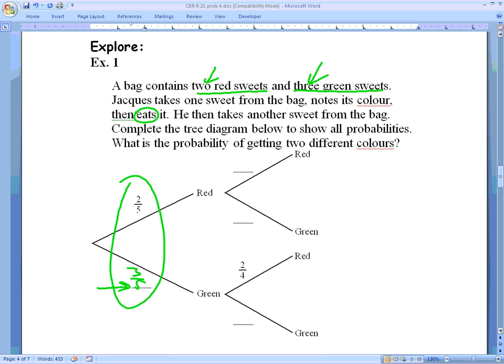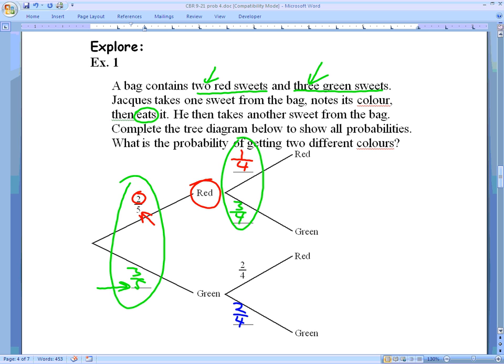Moving on, after I eat a red sweet, that means one of these reds will be eaten, gone. So I'm down to 1 red sweet. But I've also eaten one of my total candies, which happened to be a red one, so I only have 4 left. So 1 out of 4 is my probability of getting another red. And the complement of that would be my green, so 3 out of 4, because these have to add up to 1. And then last but not least, they sort of helped me out here. They already did the 2/4. The complement of that is also 2/4, meaning they add to 1. Or if you take 1 minus 2/4, you're left with 2/4.